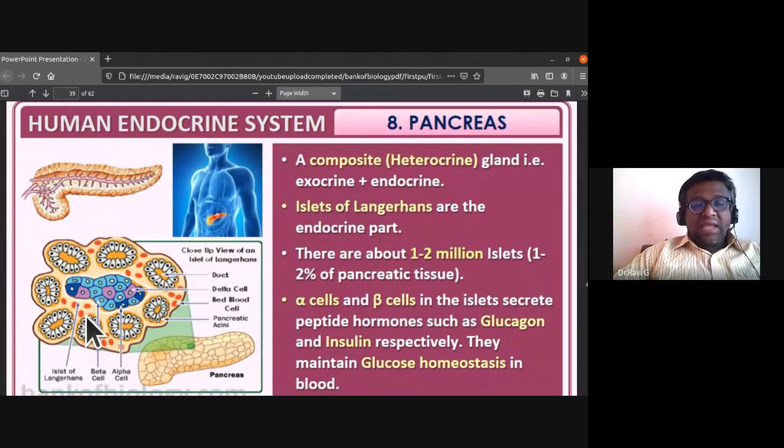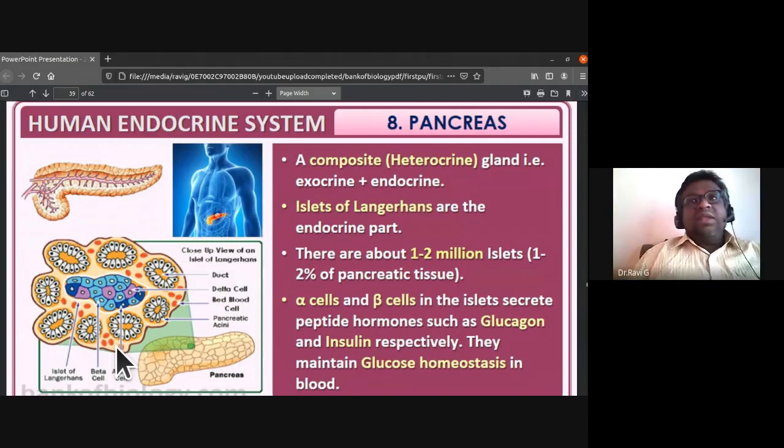Alpha cells and beta cells in these islets secrete peptide hormones: alpha cells secrete glucagon, beta cells secrete insulin, respectively. They maintain glucose homeostasis in blood.